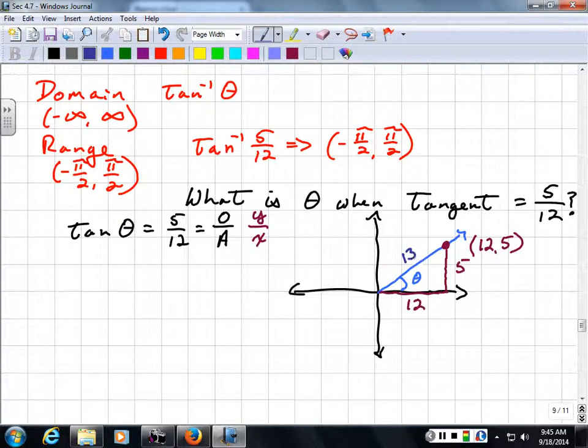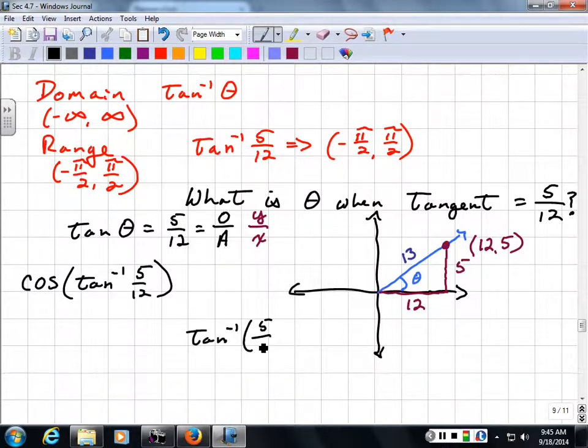Why do I care? Well, the reason that I care is because I'm looking at finding the cosine of the inverse tangent of 5 over 12. And I know that the inverse tangent of 5 over 12 is going to be equal to some theta. So that means I'm looking at cosine of theta, correct? It happens to be this particular theta. That's why I care, because what is cosine? Adjacent over hypotenuse, or x over r, or however you want to define it.